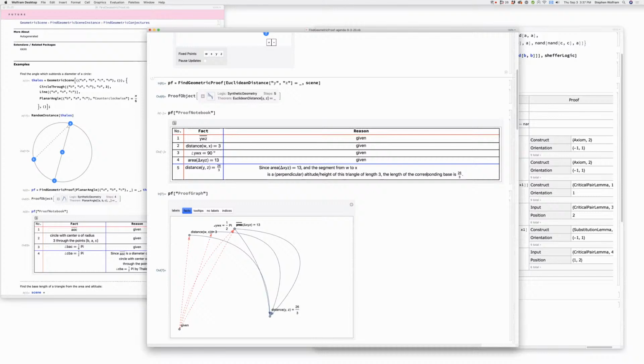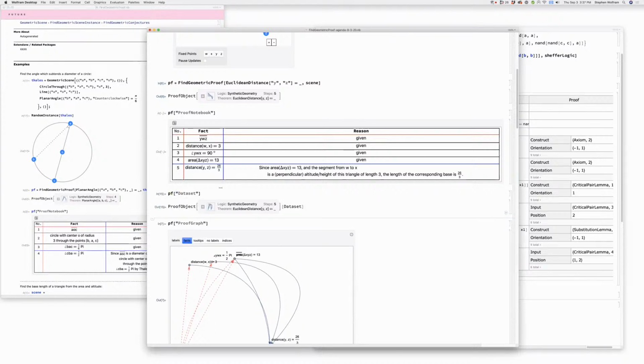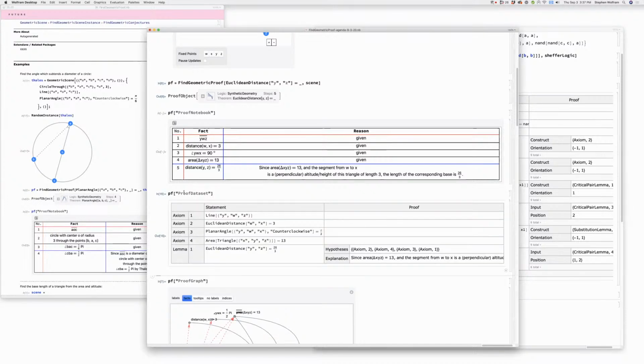I'm just concerned, what is the analog of proof data set? Do we have a proof data set here? There is, and there's a computable proof. Proof data set, I think. Yeah.